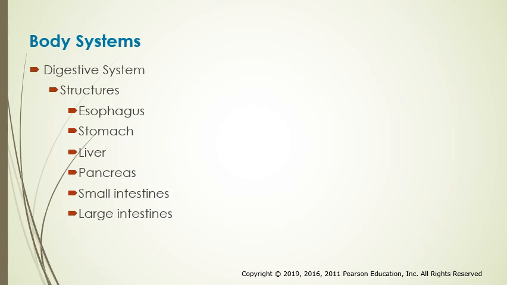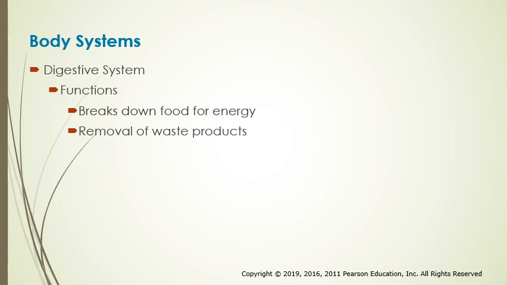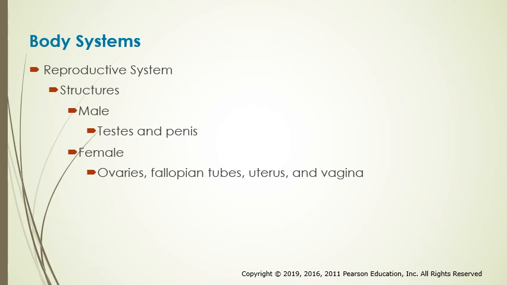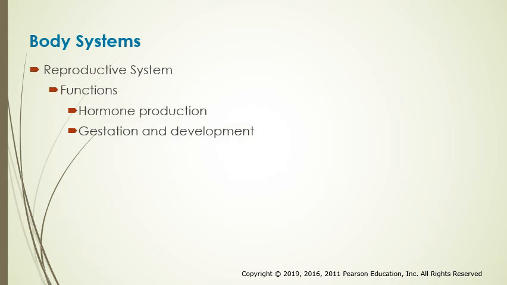Another body system we have is our digestive system. That is the esophagus, our stomach, liver, pancreas, and our small and large intestines. It breaks down food, turns it into energy for us, and then gets rid of the waste. Our reproductive system, for males, is the testes and penis, and for females, it's ovaries, fallopian tubes, uterus, and vagina. Its functions are hormone production, so not just to reproduce, but it does do a lot of hormone production, and then gestation and development.